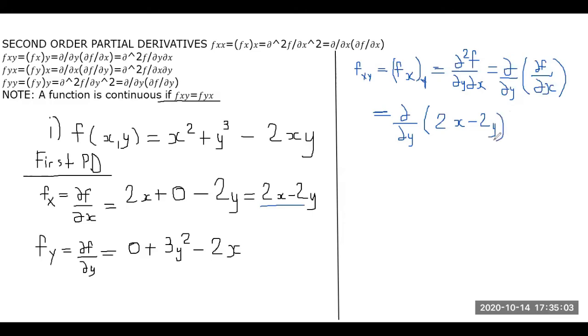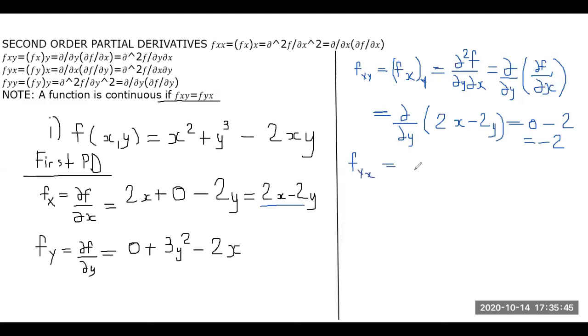Now we're going to find ∂/∂y of 2x minus 2y. That's going to be equal to: differentiating 2x with respect to y is 0, and differentiating minus 2y with respect to y is just minus 2. So the result is minus 2. So we just found fxy. Now let's find fyx.